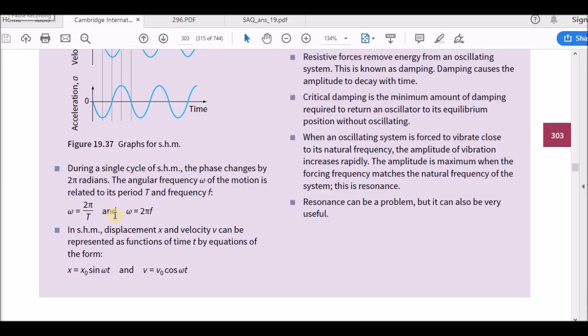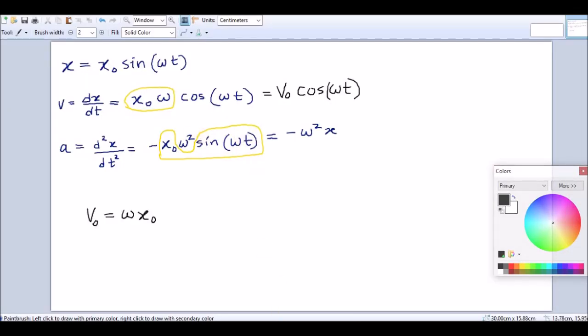Okay, one more thing. First we'll go through this part. In simple harmonic motion, displacement x and velocity v can be represented as functions of time t by equations of the form x equals x naught sine omega t, v equals v naught cosine omega t. I showed you the derivation also earlier. This one.